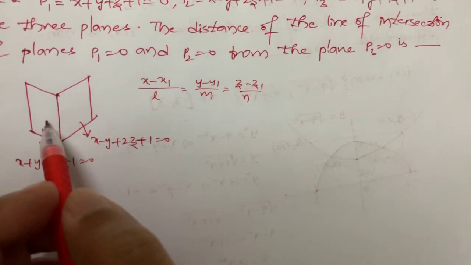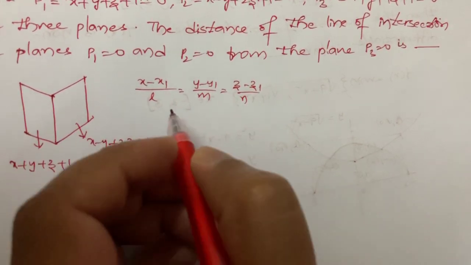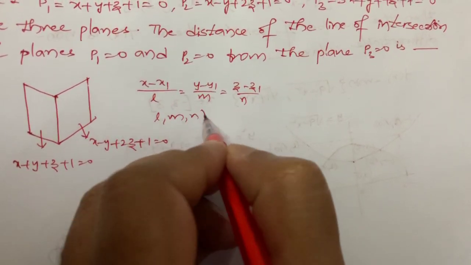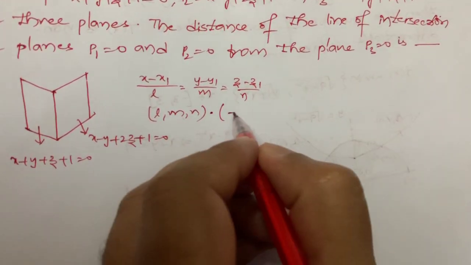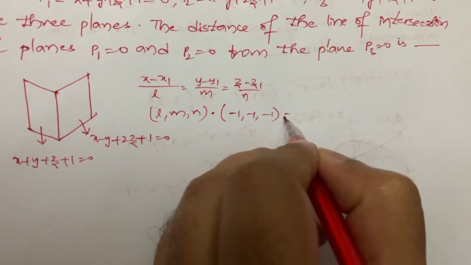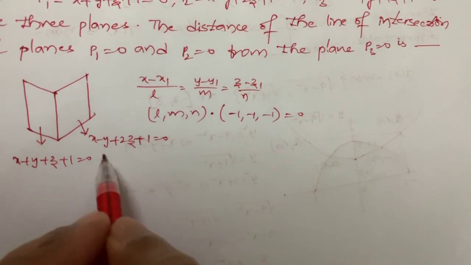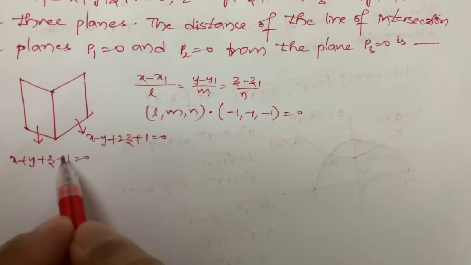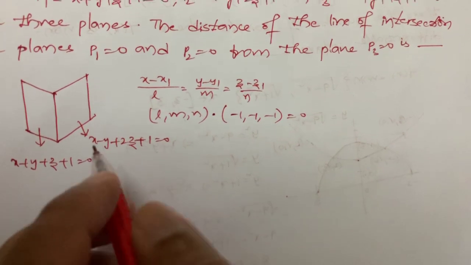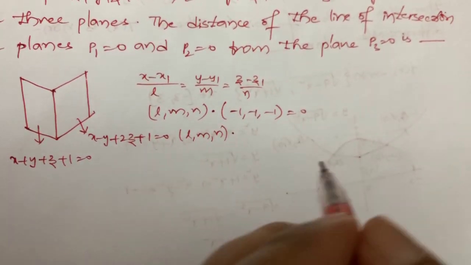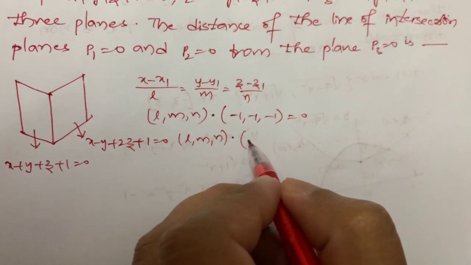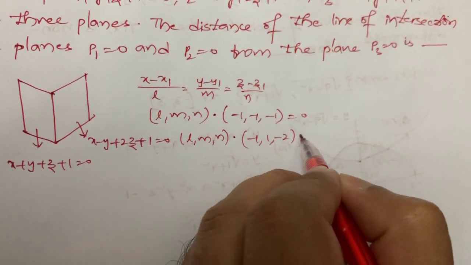So, the dot product with the normal vector will give us 0. L, M, N are the DRs of the line, dot the DRs of the normal to the plane, which are (-1, -1, -1), because this has to be brought to the right side, since the distance from origin should always be positive. From the second plane: (L, M, N) dot (-1, 1, -2) = 0.